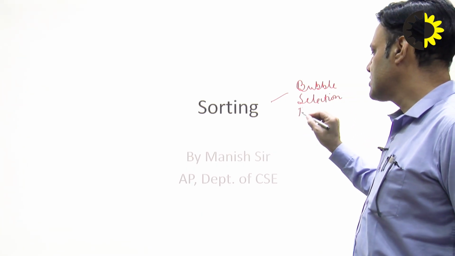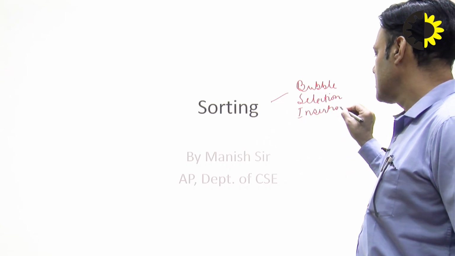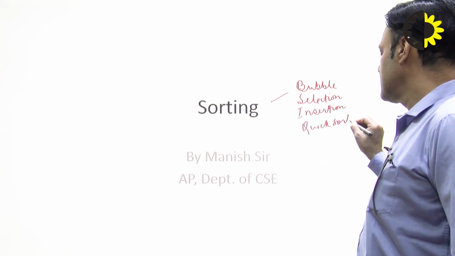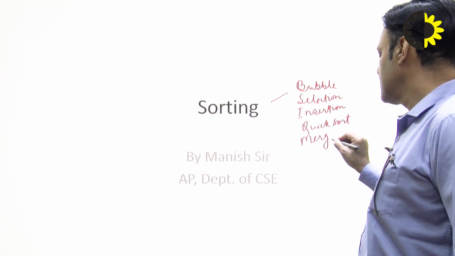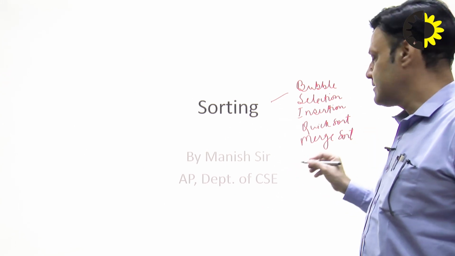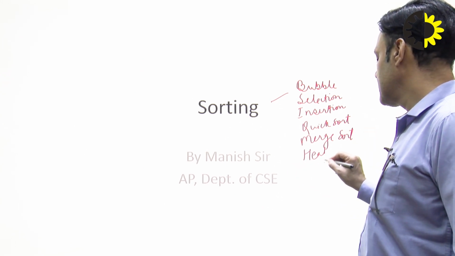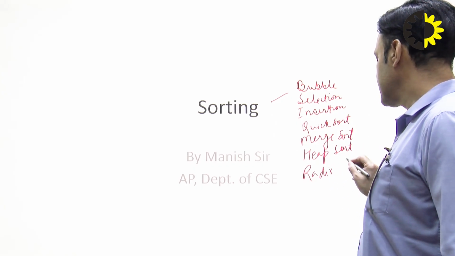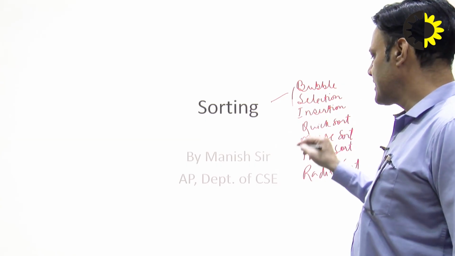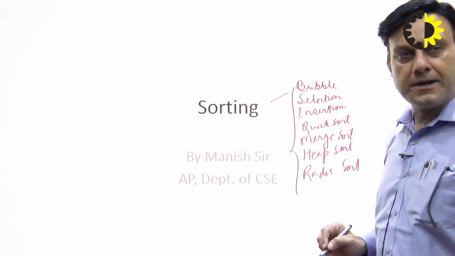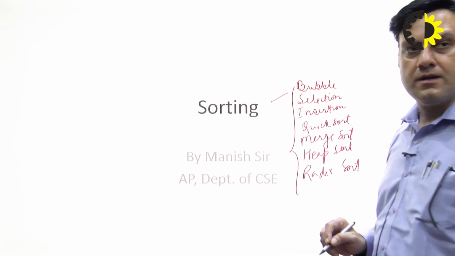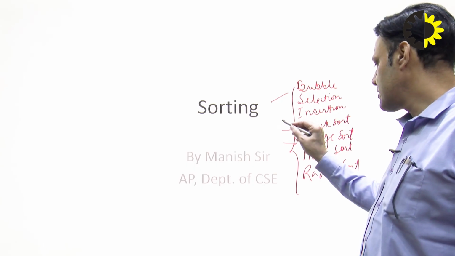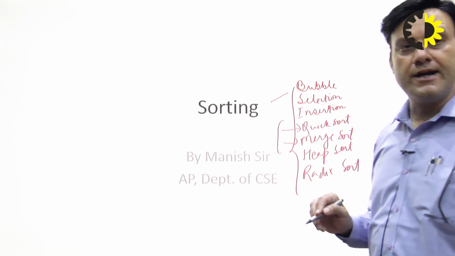then comes the insertion sort. After insertion, quick sort is there, then merge sort, right? Then heap sort is there. One more sorting called radix sort is also there. So these are the sorting techniques which we have to discuss, right? Today I will give you a brief introduction of all these, but the main focus is on these two sorting techniques, quick sort and merge sort.